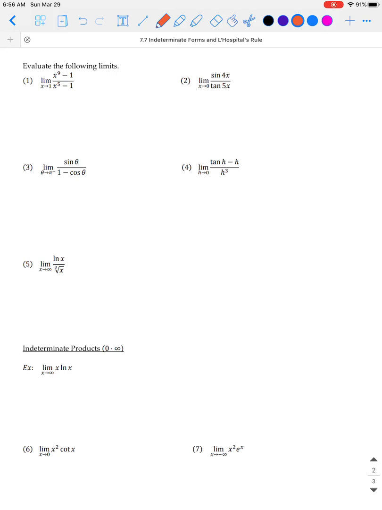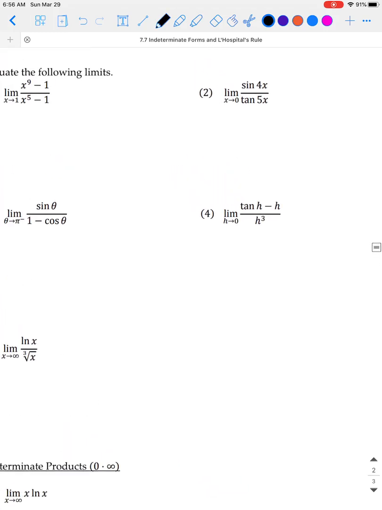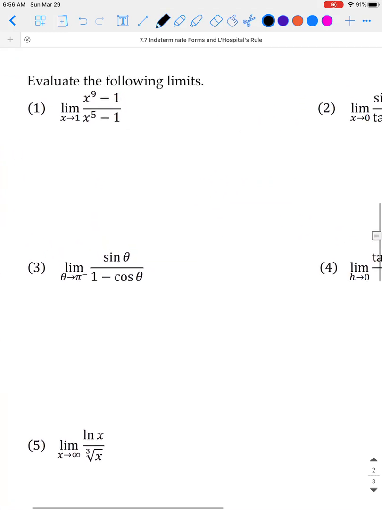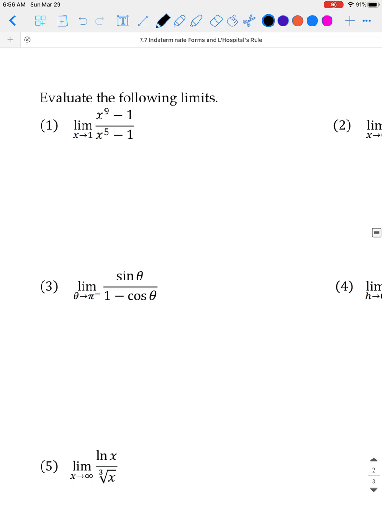So we're not going to complete all of these, but we'll get a head start on these before we start the next video. So looking at number 1, we've got a nice rational expression here. If I plug in 1 to the limit, I get 0 divided by 0. Therefore, L'Hopital will apply.